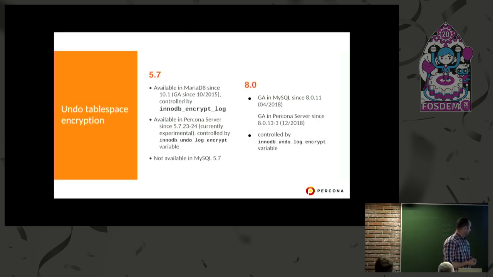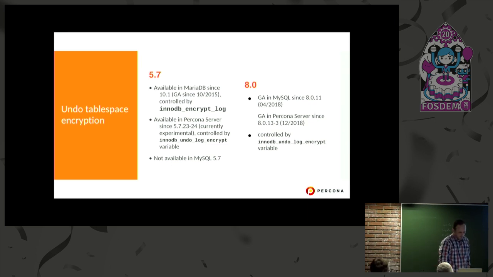So undo tablespace encryption. The most popular files are undo_001, undo_002. This is also available in MariaDB. Most of these features have been available in MariaDB for like 4 years. In Percona Server, it's currently experimental, and you can use this variable to do it. But it's GA in MySQL 8 and GA in Percona Server.